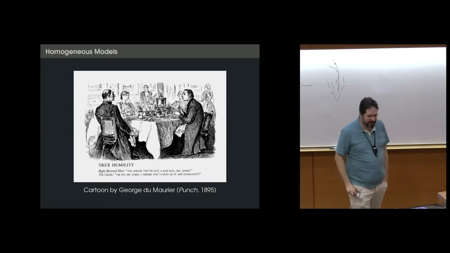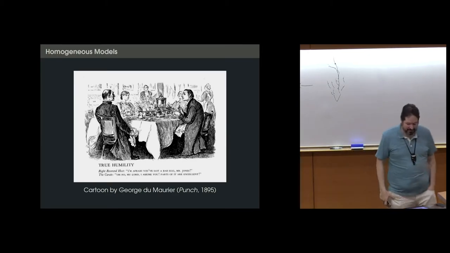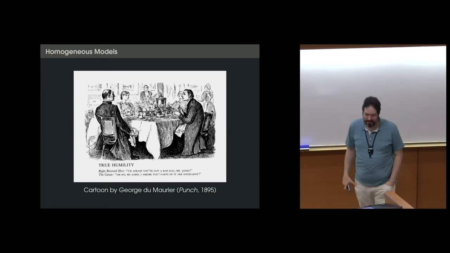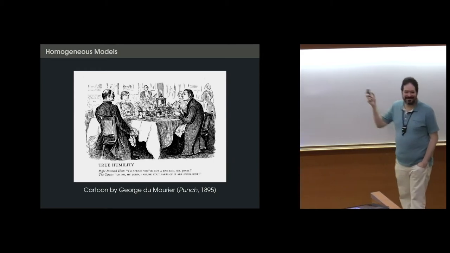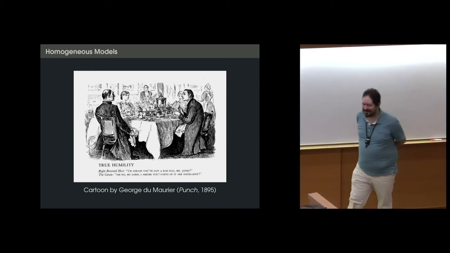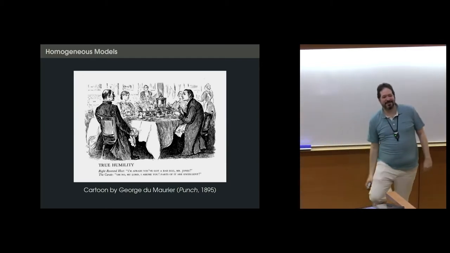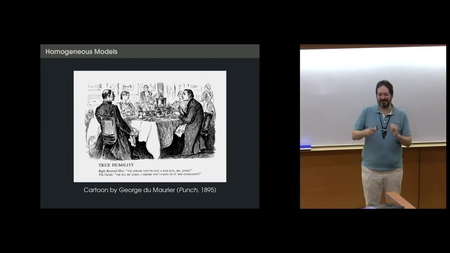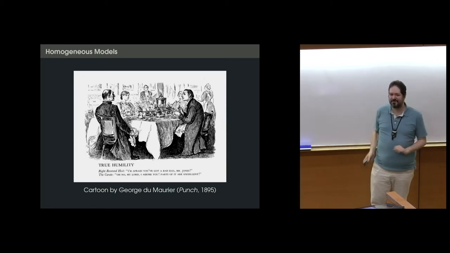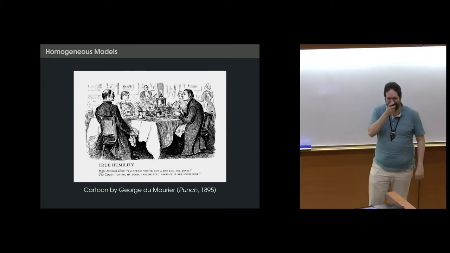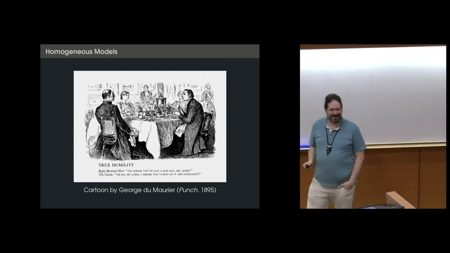The host, the right reverend host, says, "I'm afraid you've got a bad egg, Mr. Jones." And the curate says, "Oh no, my lord! I assure you, parts of it are excellent." It's a classic cartoon from Punch in the 19th century. Of course, the egg is a homogeneous model, right? Which doesn't mean that it looks exactly the same. There's yolk and then there's white, right? But the bits that look the same look the same. You can't get a partially bad egg.